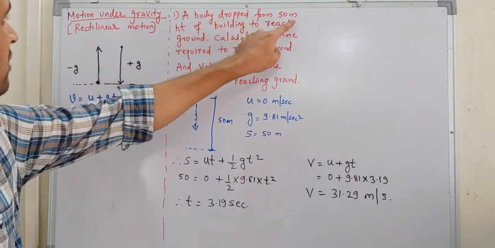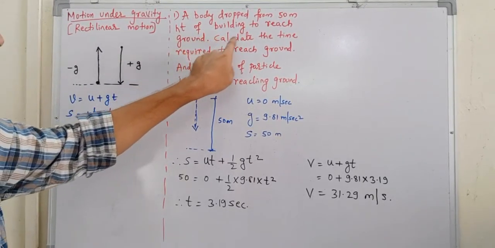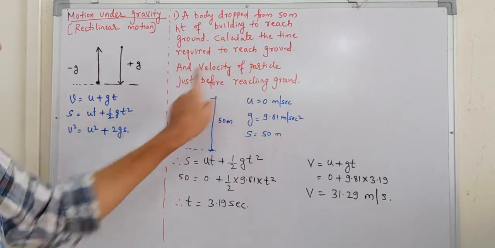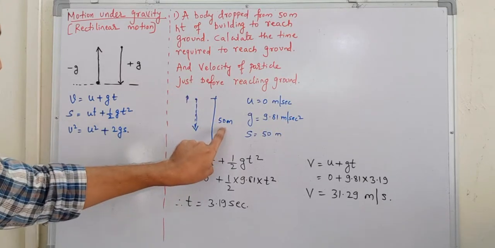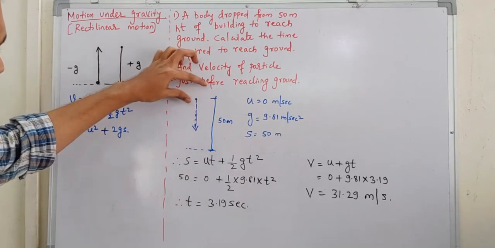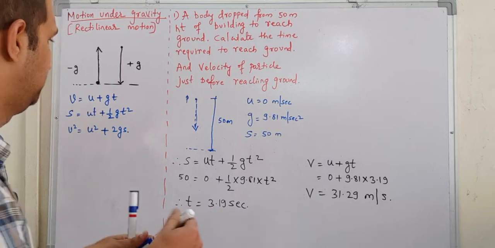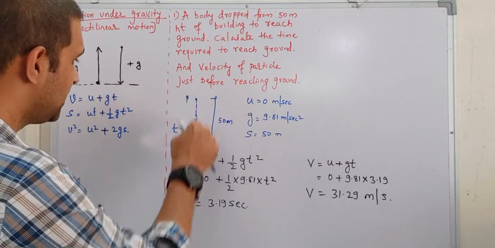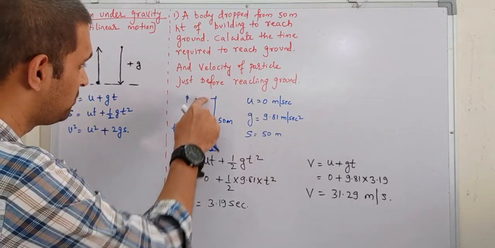A body is dropped from 50 meter height of a building to reach the ground surface. Calculate the time required to reach the ground and the velocity of the particle just before reaching the ground. Now what it says: there is a building of height 50 meter from which a particle is dropped. You are asked to calculate the time taken by the particle to reach the ground from the top of the building.